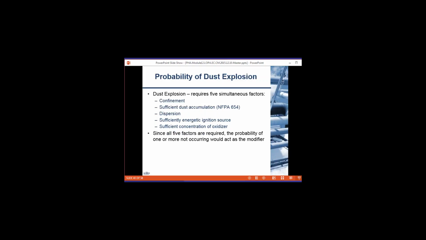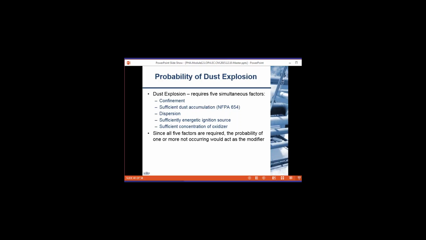Start off with the probability of dust explosion. Dust explosions are interesting in the fact that they require actually 5 simultaneous factors to occur in the first place. So if you have a release of flammable dust, it needs to be confined, needs to have sufficient accumulation, and I put a reference here to NFPA 654 because that does adequately define what that accumulation level is. It needs to be dispersed. You need to have a sufficiently energetic ignition source and a sufficient concentration of an oxidizer.